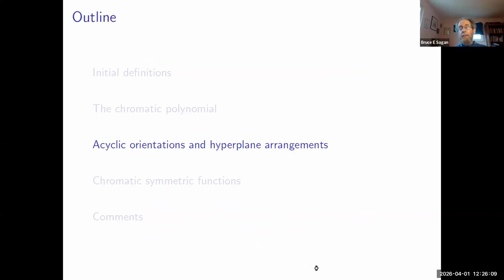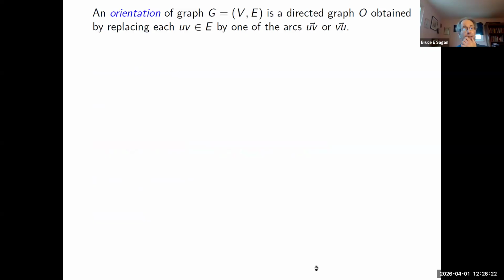Okay, well, as I said, I'd like to show you two examples where the chromatic polynomial doesn't seem to have anything to do with what we're talking about, and then suddenly it just comes out of nowhere. So we're first of all going to talk about orientations.